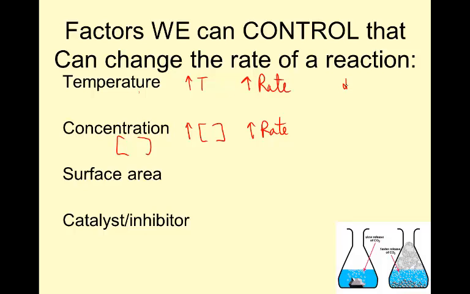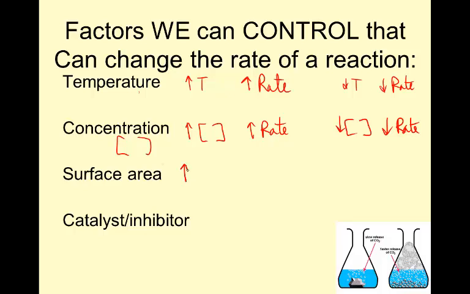Now remember, all of this is opposite too. Lower temperature means lower rate. Lower concentration means lower rate. So these are opposite effects. You can slow a reaction down by cooling it. You can speed a reaction up by giving it higher concentration.